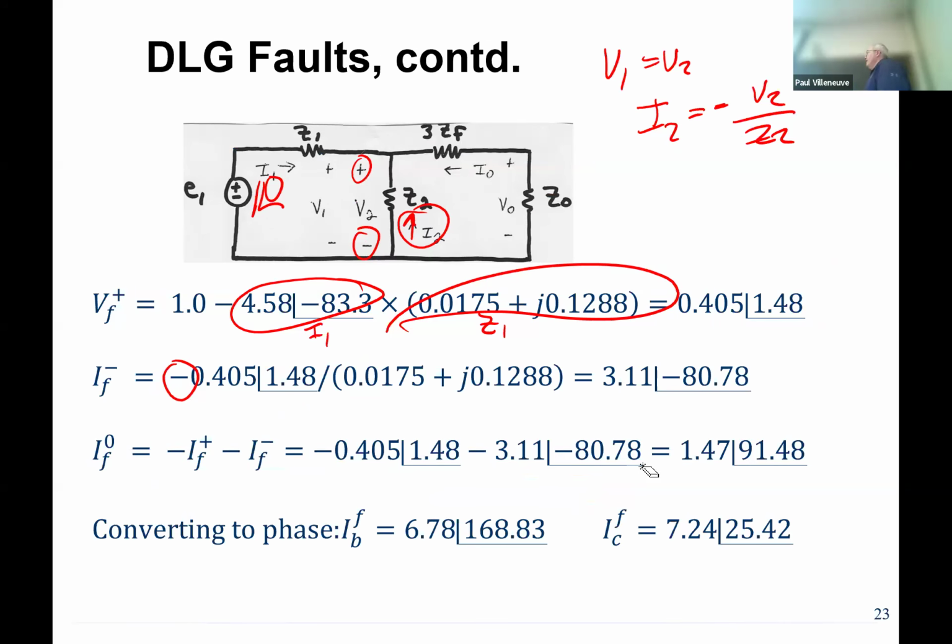And out of the three unbalanced fault systems, which tends to have the highest current? Have any ideas? Usually the fault current is the highest for a single line to ground fault. Then it goes for a double line to ground fault. And then it goes for a line to line fault.